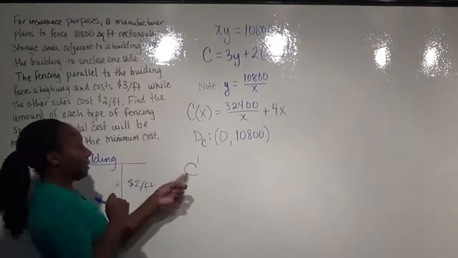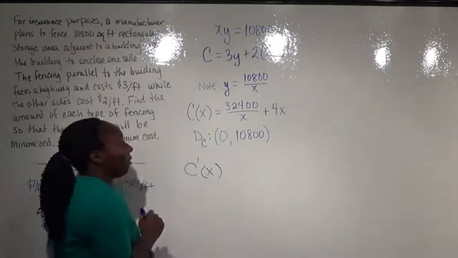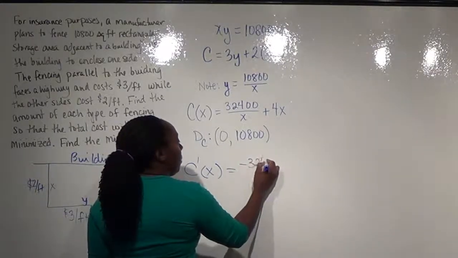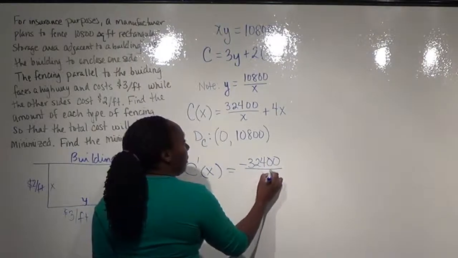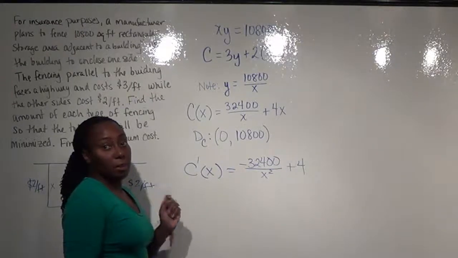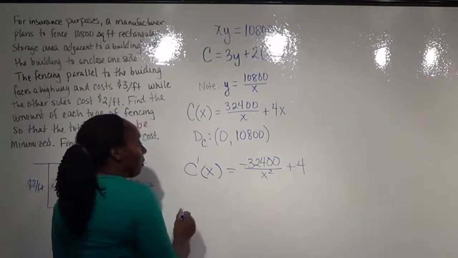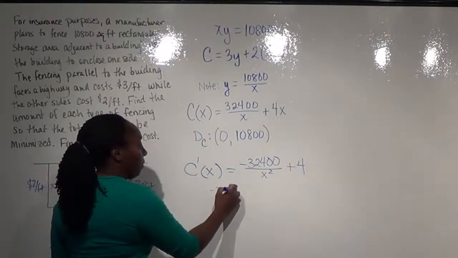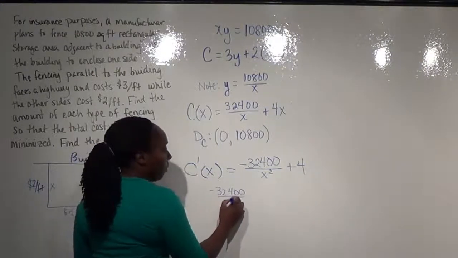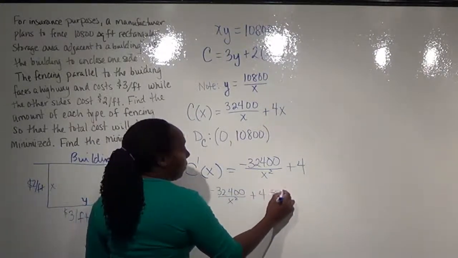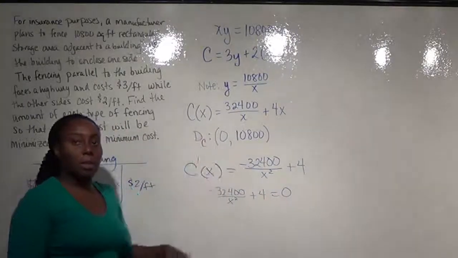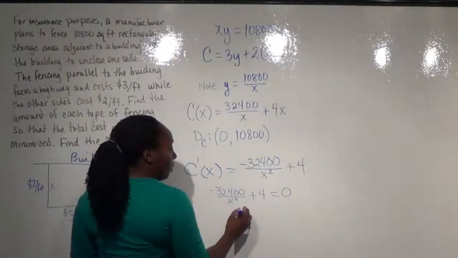To minimize this, we're going to look at the derivative. Using our properties here, we can see this is going to be negative 32,400 over X squared plus 4. Here we need to find our critical points, and in order to find our critical points, we need to set negative 32,400 over X squared plus 4 equal to 0. We can see it's undefined at 0, but that's not in our domain, so we can exclude that point. From here, we just solve.